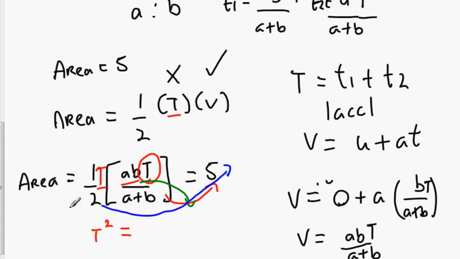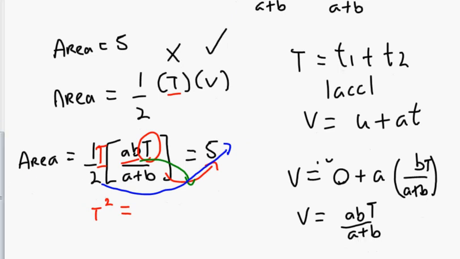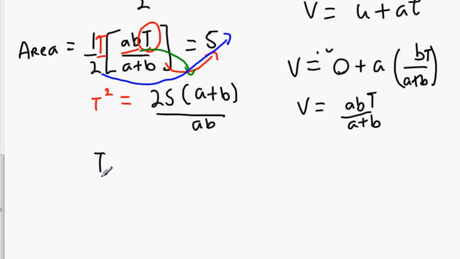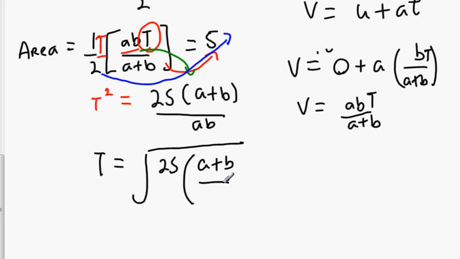So what you're going to end up with here is T squared equal to 2S brackets A plus B, over AB. Notice the 2 and A plus B both go to the top. The AB goes to the bottom. And then all you want to do is T equals the square root of all of this, okay? So you're going to square root all of it, and that's your answer: T equals the square root of 2S into A plus B divided by AB. Okay. Very difficult question, lads. Very difficult.